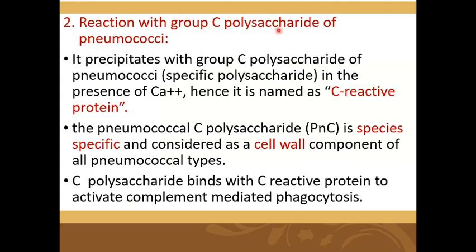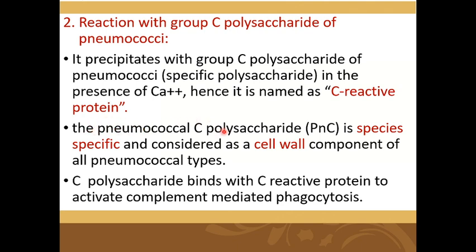Reaction with group C polysaccharide of pneumococci. How it reacts, C-reactive protein, how it kills the pneumococci, that is the microorganism cocci which produces pneumonia. We'll see just now. It precipitates with group C polysaccharides of pneumococci. Specific polysaccharide, ये group C polysaccharides क्या है? Specific polysaccharides हैं in the presence of calcium, and hence it is named as C-reactive protein.